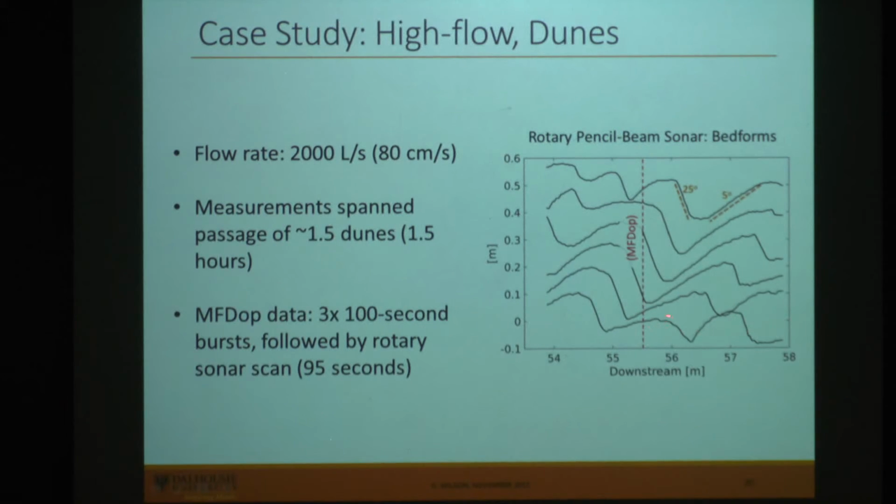Remember, the strategy was to collect data over one bed form migration, so that's what this stack is showing. We started over the stoss face of one dune, and then over time, the MF-DOP location migrated to the stoss face of the next dune. And the data collection strategy was that for each of these pencil beam profiles, we would collect 3 bursts of 100 seconds of MF-DOP data. So that's what I'm going to be showing over the next few slides.